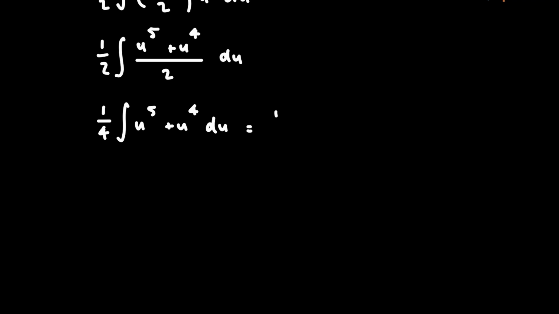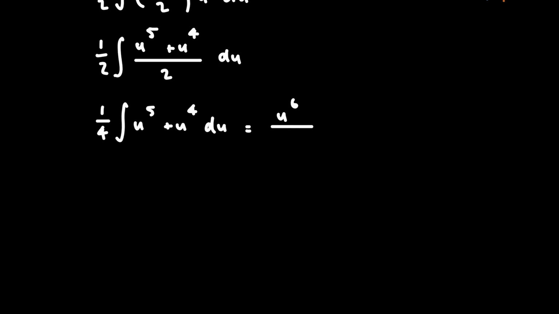We can simply do a quarter times u to the power of 5 divided by 5, but then you add 1 to the power. So it's u to the power of 6 divided by 6 plus u to the power of 5 divided by 5 plus c, and all of this is times by a quarter first. So times a quarter, plus c.